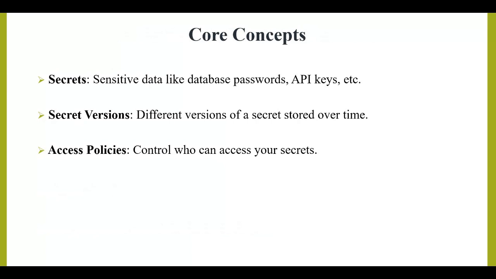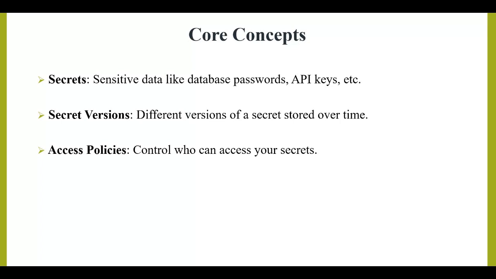The next is core concepts. We are using some core concepts in the AWS Secret Manager: secrets, secret versions, and access policy. These are the main three core concepts. First is secret, which is sensitive data like database passwords, API keys, and tokens.